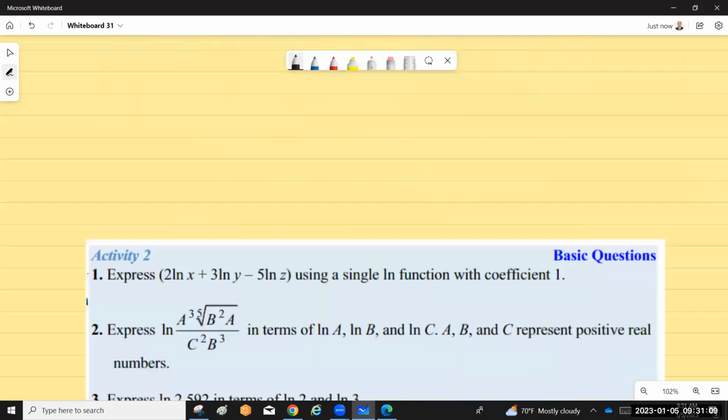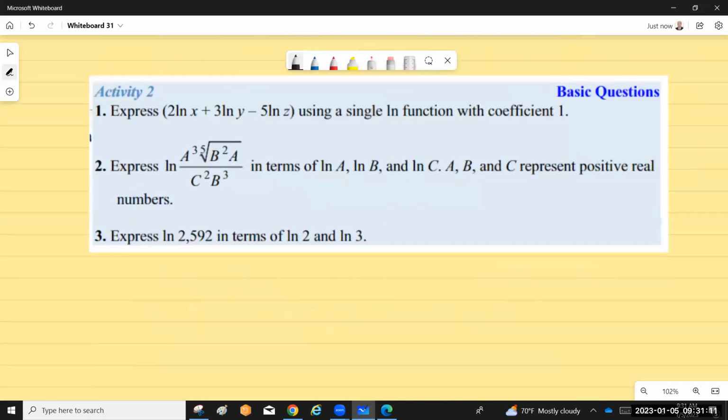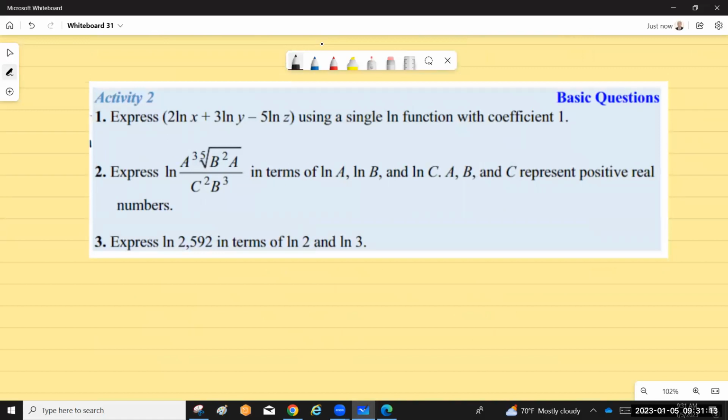If we go through this paper and solve activity number 2, express, this is the same as we solved now. This can be written as ln x squared, very easy, plus ln y cubed minus ln z power 5. You have to bring all these coefficients as a power of the variable you have. Now, ln plus ln is just ln the product.